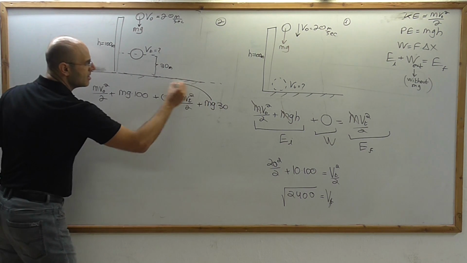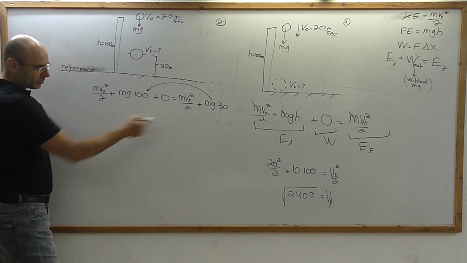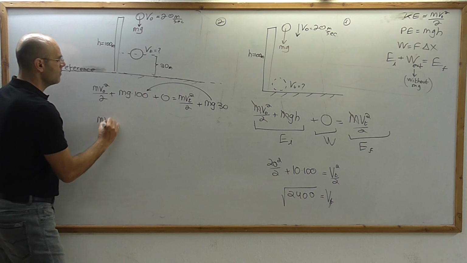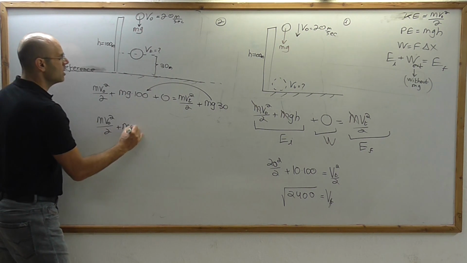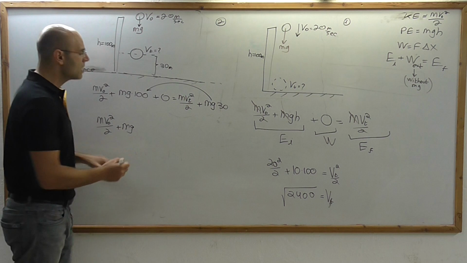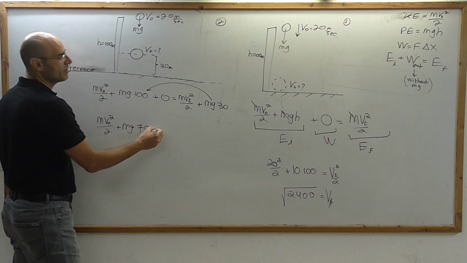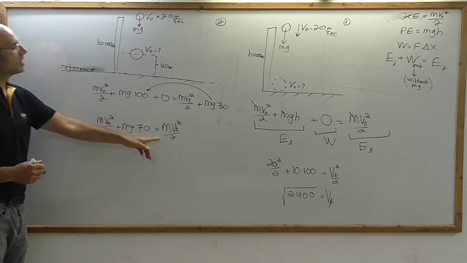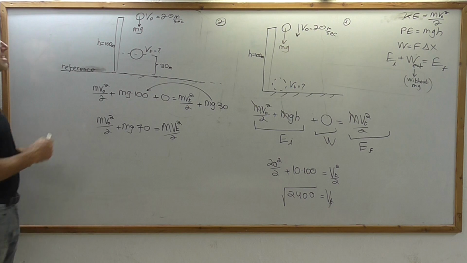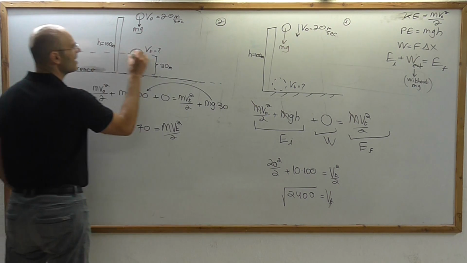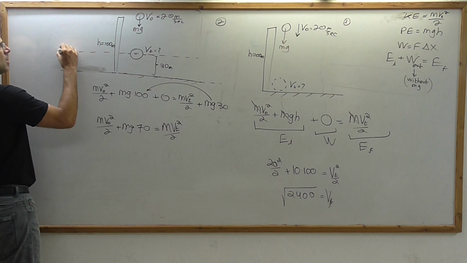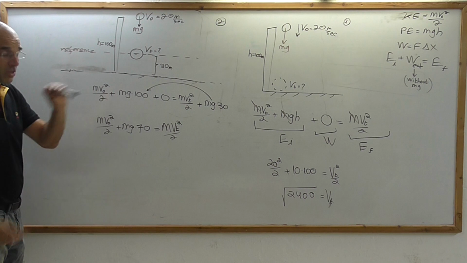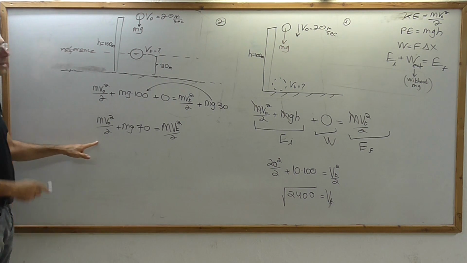If I take this mg30 to this place, I'll get mv0 squared over 2 plus mg100 minus mg30, which is mg multiplied by 70, equals mv final squared over 2. What is written here really means that if I were to use this line as a reference point for the height, for the potential energy, I will automatically get this equation.